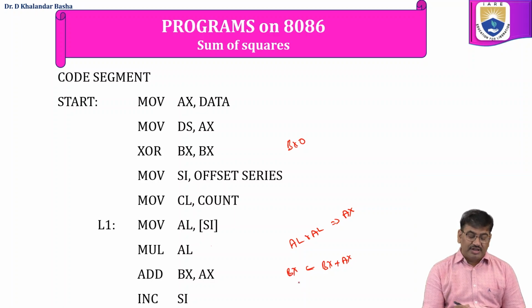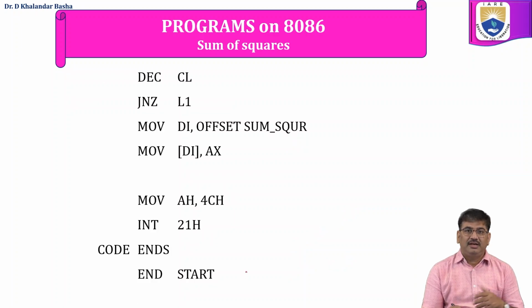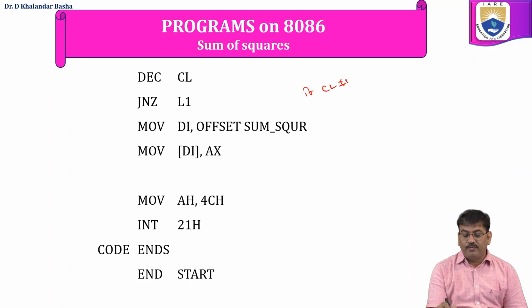To advance to the next byte, increment SI, then decrement CL. This loop has to be iterated depending upon the count which was specified in the CL register. So for that, you will write JNZ L1. If CL contents are non-zero, go to label L1. Else, that is, if CL content is 0, go to the subsequent instructions.